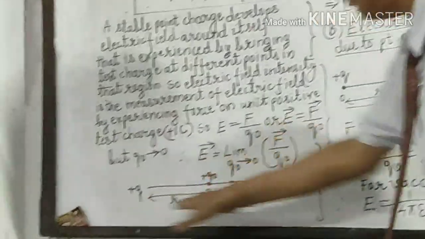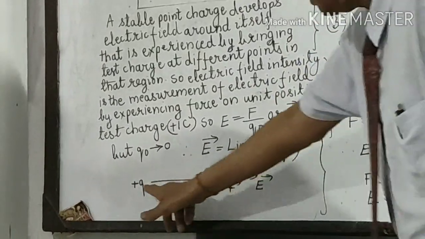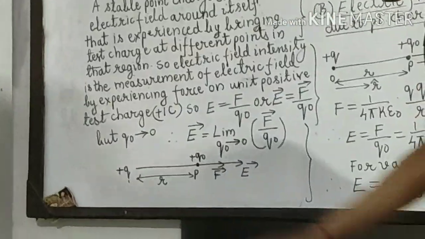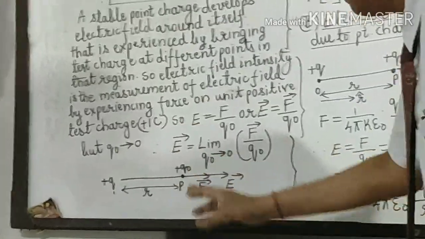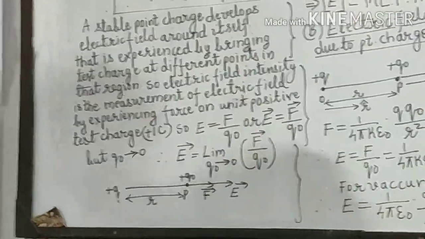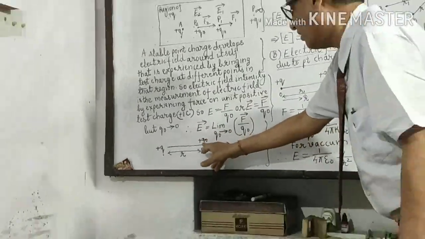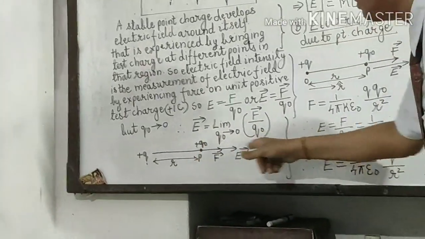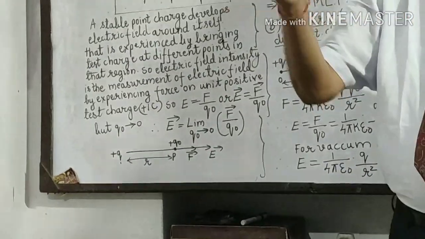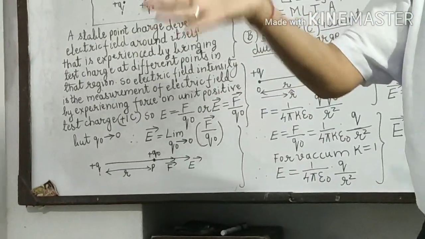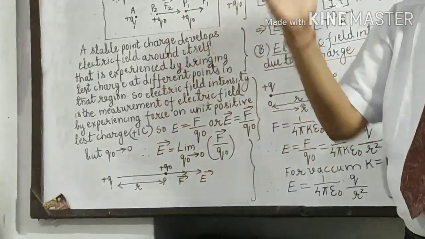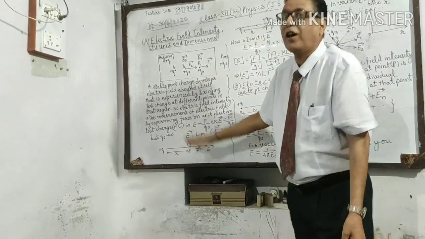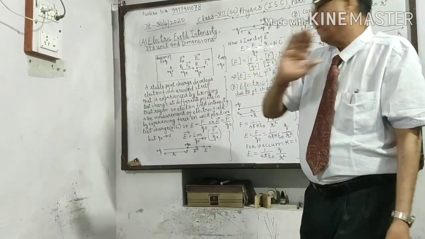So again, this is another figure. Suppose the stable point charge which is creating the field is plus Q, and there is a point P at a distance R, and the test charge is plus Q naught. Then this test charge will experience a repulsive force in this direction. So in this direction the electric field is there, because electric field is measured by force. So the direction of E, the electric field intensity, is the direction of force experienced by the test charge.